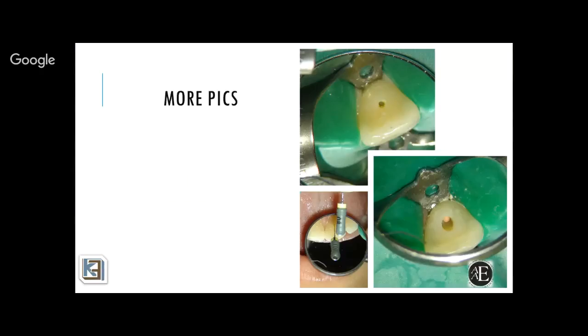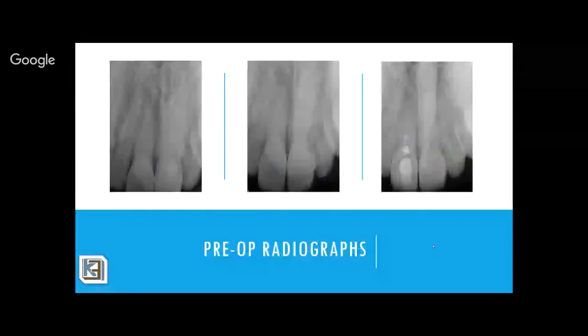So these are preoperative radiographs showing the calcification, the extent of calcification inside the tooth. This is when the tooth was started. They had started internal bleaching. This was a composite seal and some calcium hydroxide in there.